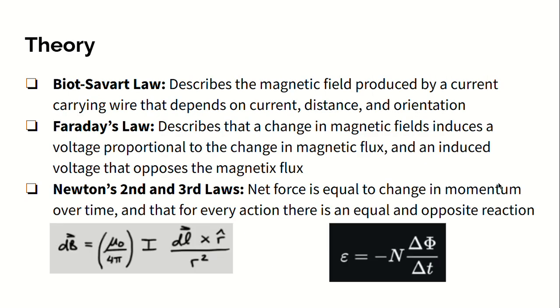For our theory, we have the Biot-Savart law, which describes the magnetic field produced by a current-carrying wire that depends on current, distance, and orientation. We have Faraday's law, which describes the change in magnetic fields induces a voltage proportional to the change in magnetic flux, and an induced voltage that opposes the magnetic flux. And then finally, we have Newton's second and third laws stating that the net force is equal to the change of momentum over time and that for every action, there's an equal opposite reaction. We're mainly only using this for the gravity section.